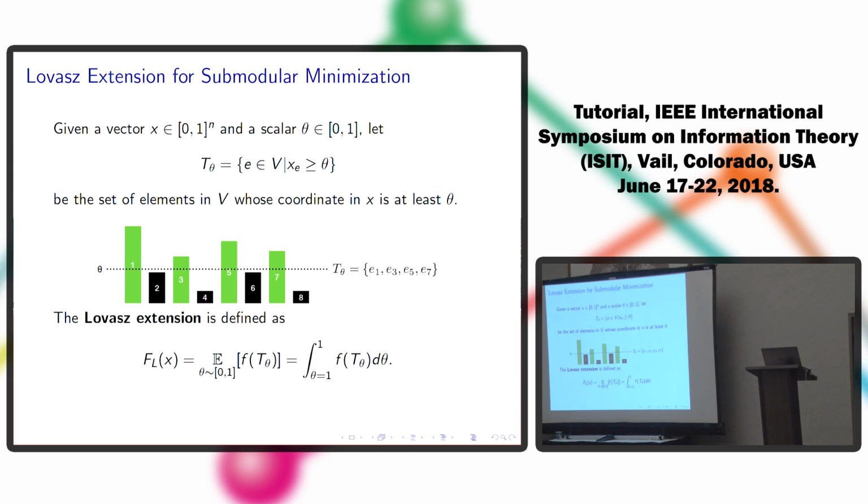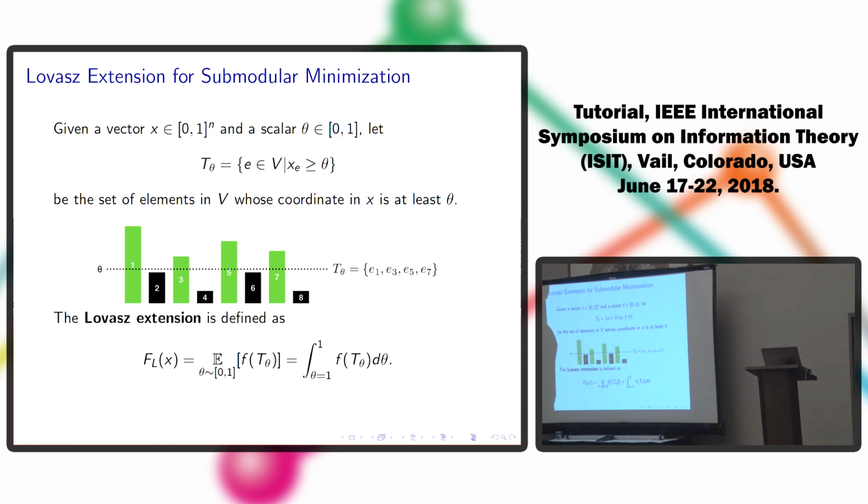Sorry, originally f is a set function. Yes. So now how do we define f? This one? Yeah, this is still a set function. T theta is actually a set, right? Okay, I see. So these are all the elements whose values are above theta, right? Some of the elements are going to have that. And then I'm only going to take the expectation over the uniform distribution, when theta is chosen uniformly from 0 to 1.